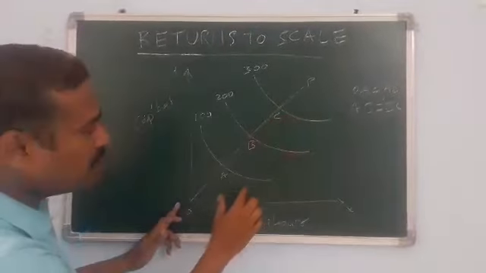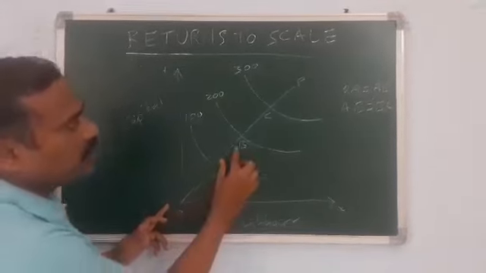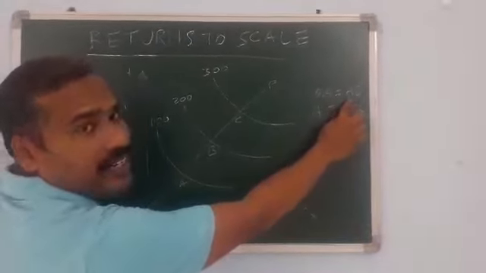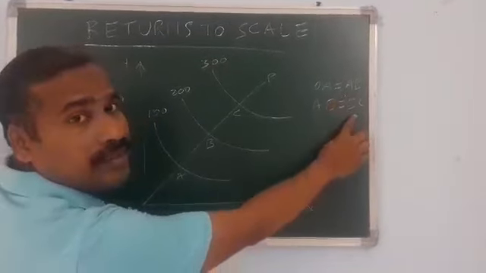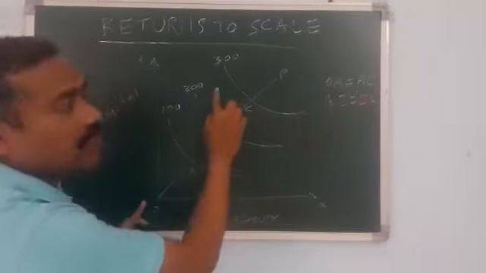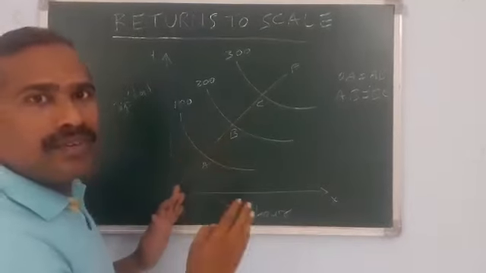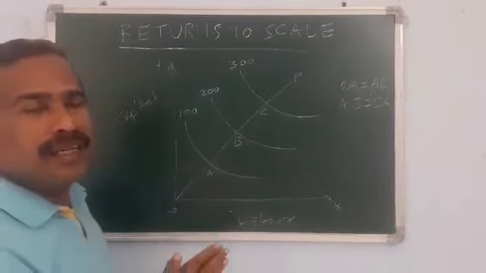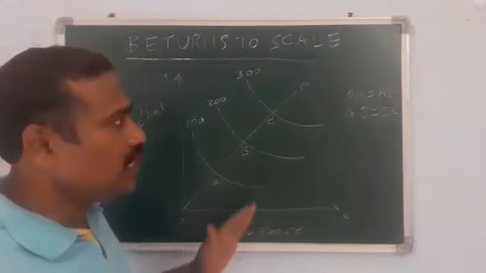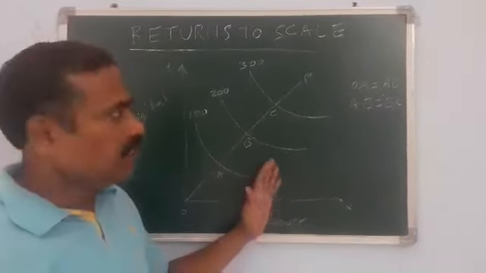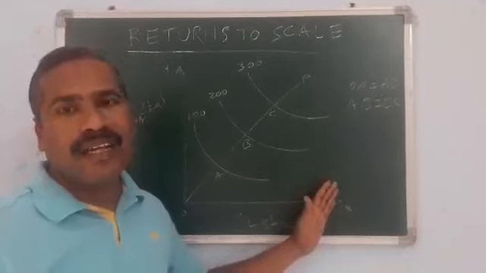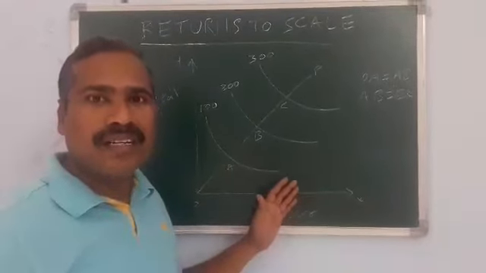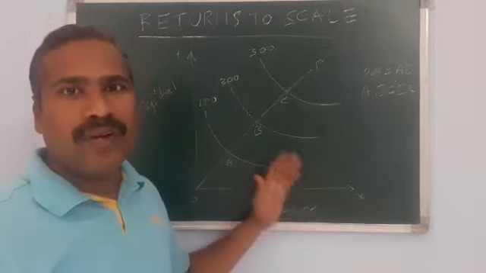Just you can observe that here OA is equal to AB is equal to BC. You observe here OA is equal to AB and AB is equal to BC. That means we are getting the same level of output by using the same level of increase in the production factors. So that is why we are saying that this is the second stage of the scale. That means we are getting constant returns to scale in production.